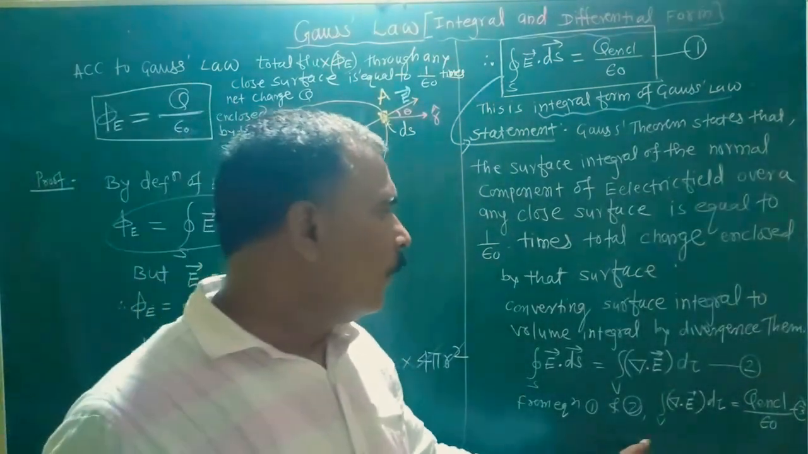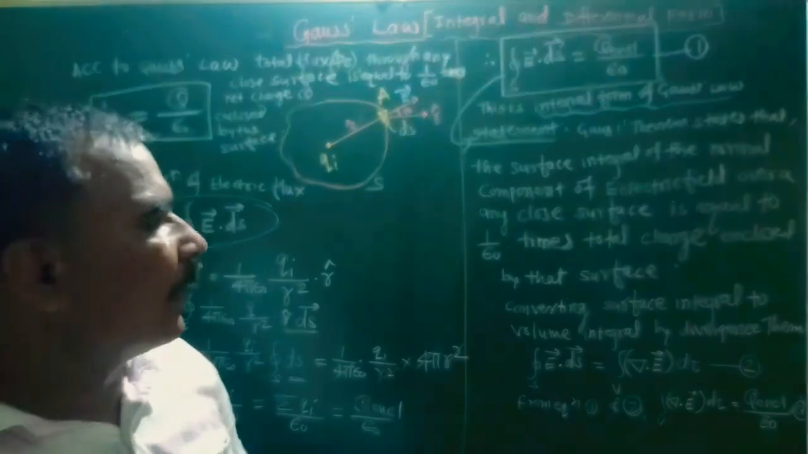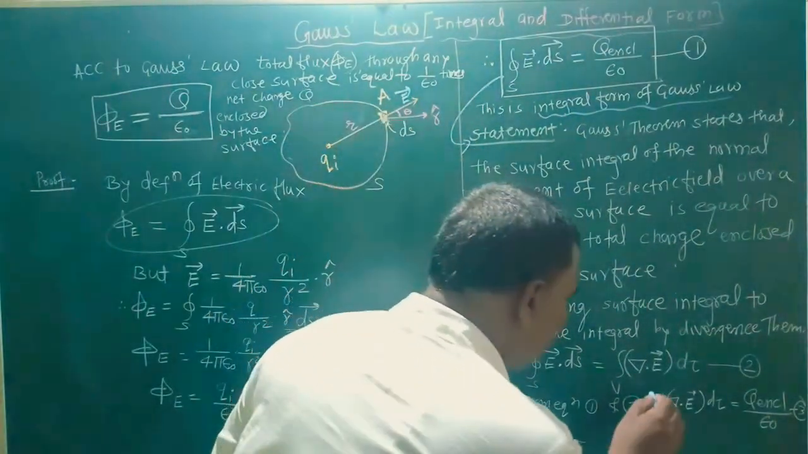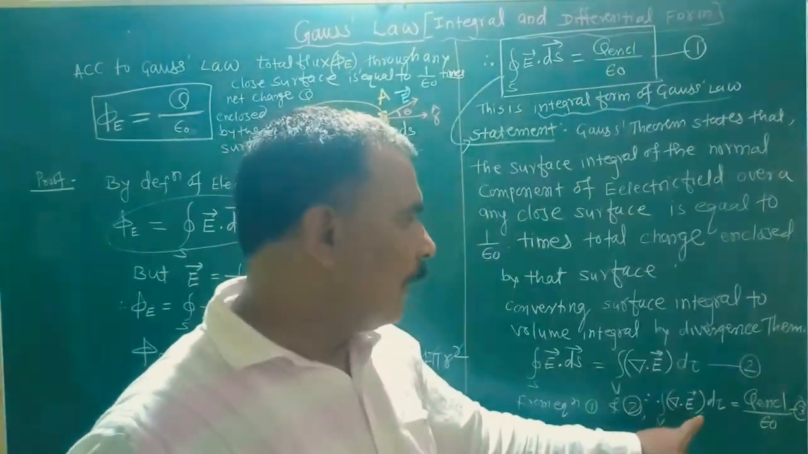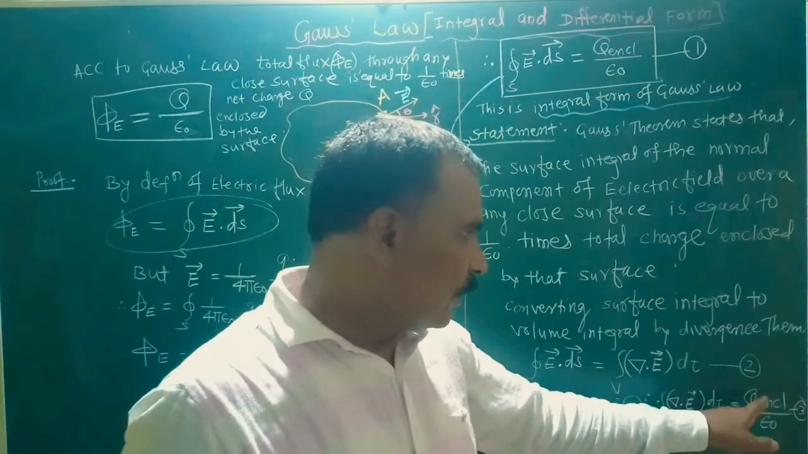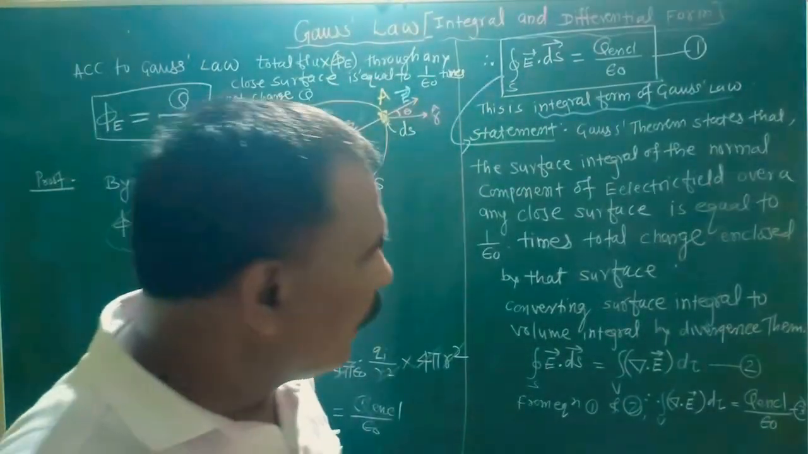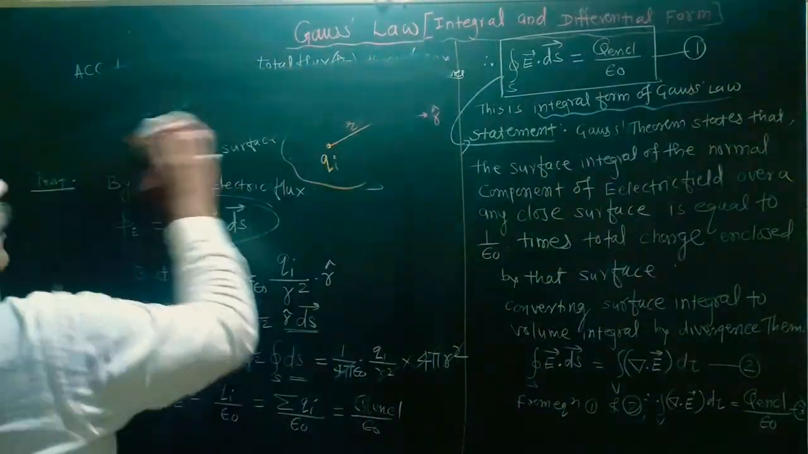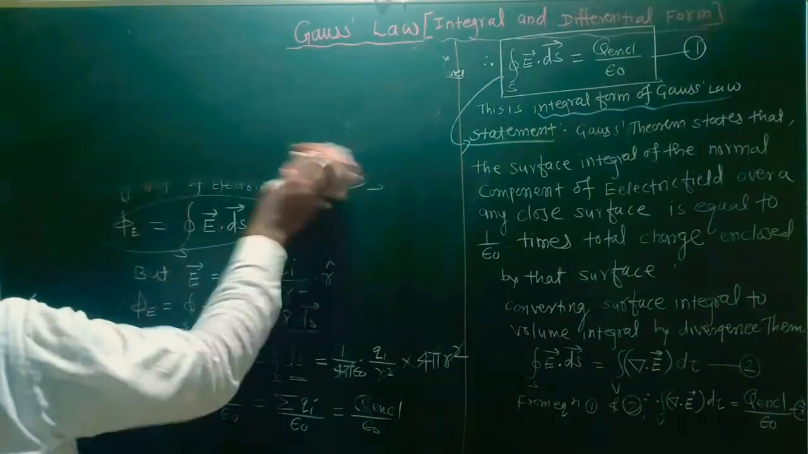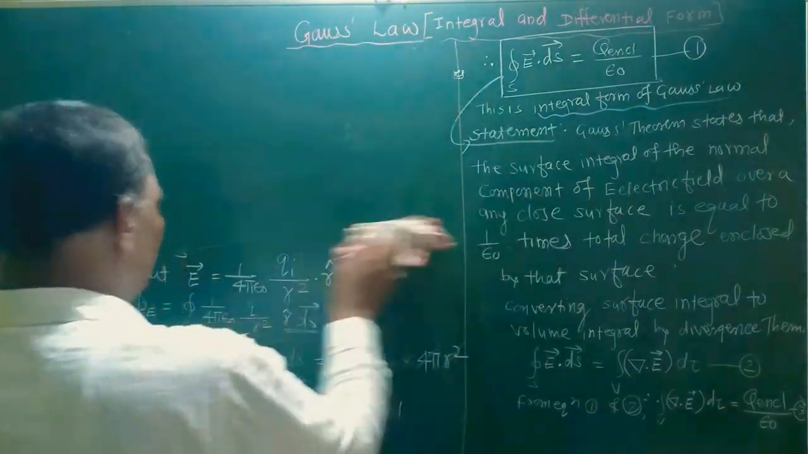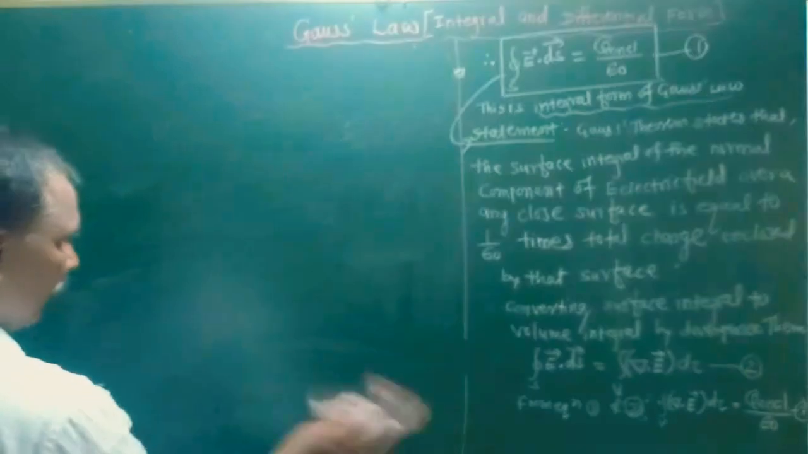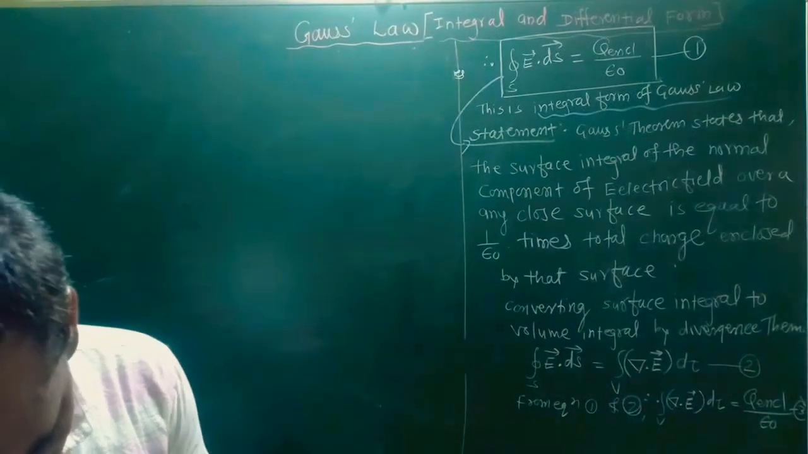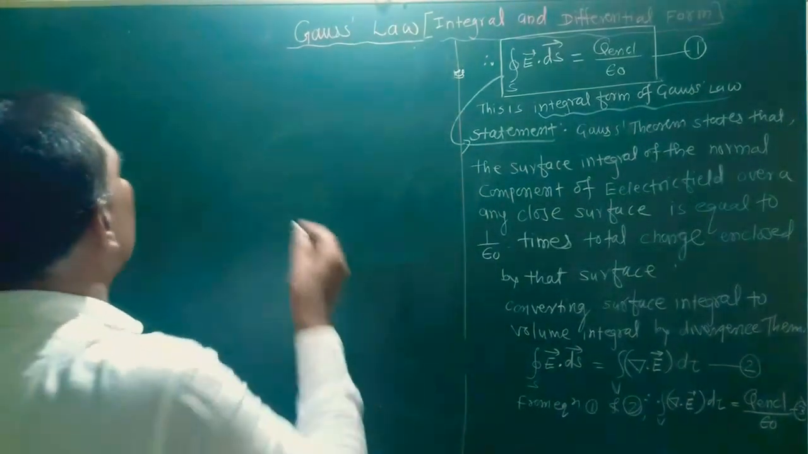From equation 1 and 2, the left hand sides are similar and the right hand sides are also similar. So we write this equation: the divergence of E bar dτ is equal to Q enclosed divided by epsilon naught. Now one more point is very important for the differential form of the Gauss law. What is the next point? That is the charge. Q enclosed is given in terms of charge density.